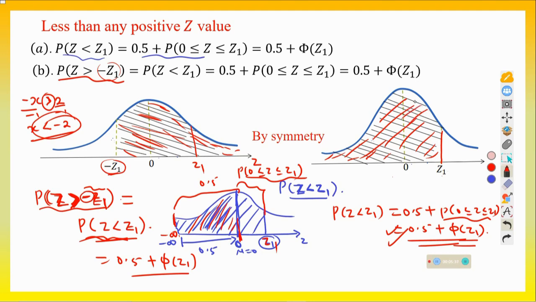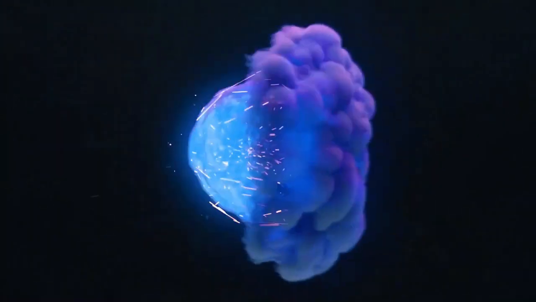So this probability here is the probability of z less than z1, and this is the probability of z greater than negative z1. The two probabilities will be the same because by symmetry these two regions will be the same. So we need to take note of that.